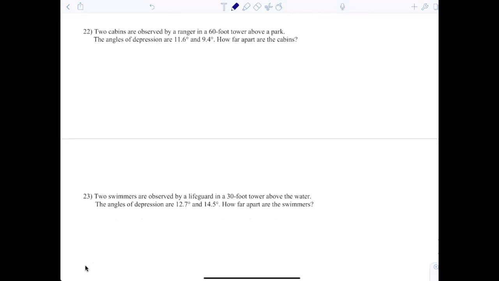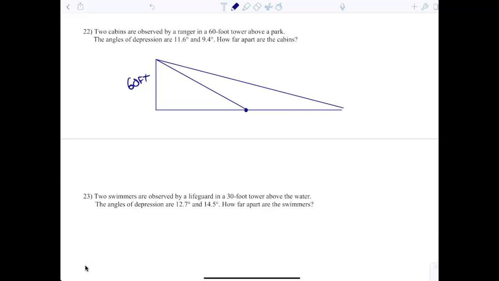Two cabins are observed by a ranger in a 60-foot tower. All right, so I'm going to draw my tower, and this is 60 feet, right? And then two cabins are observed by a ranger in the angle of depression. So from here to here, it seems to me, if this is reasonable, right here would be cabin number 1. And then over here, that would be cabin number 2. Do I agree with that?